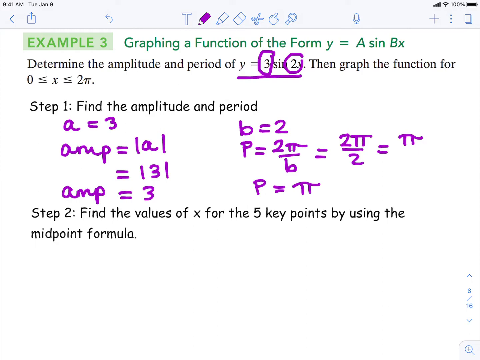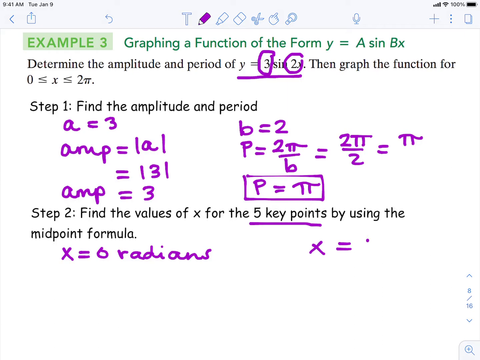Step 2 is to find the values of x for the 5 key points by using the midpoint formula. So the graph starts at 0 radians. And then there have to be 5 key points to the end of its first cycle. Since the cycle has a length of pi, that last endpoint has to be pi radians.